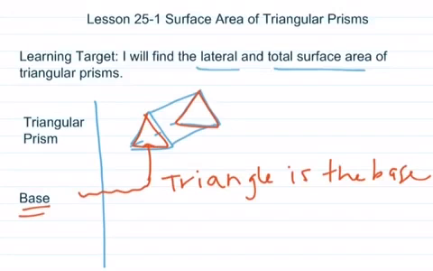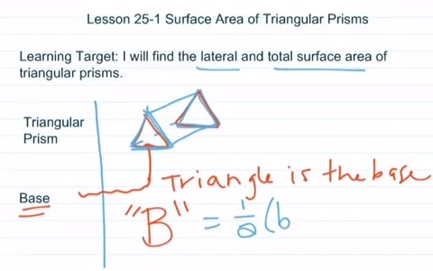So as we're finding surface area, we're going to use the same formula that we did for rectangular prisms. The only difference, remember that capital B is area of the base. Well, what's the difference? In a rectangular prism our base was a rectangle. In a triangular prism, our base is a triangle. So to find the area of a triangle, we're going to use a different formula: 1/2 times the base times the height of that triangle. Okay, so keep that in mind.